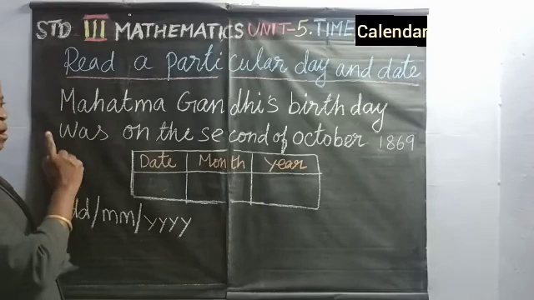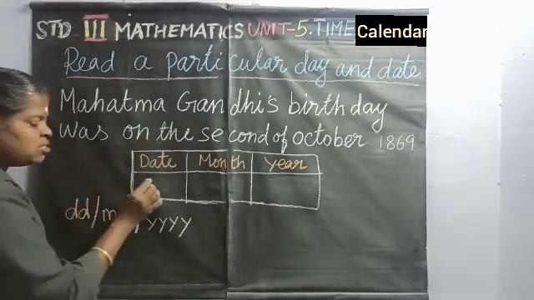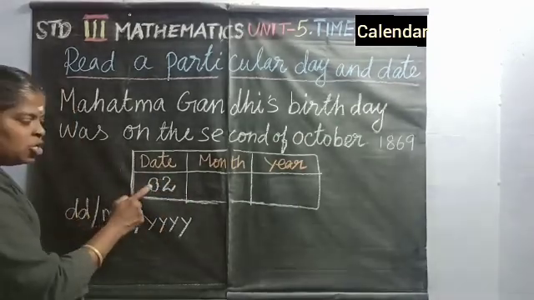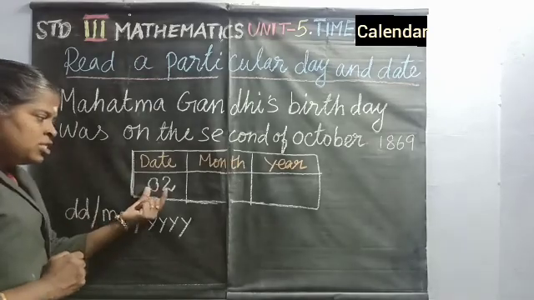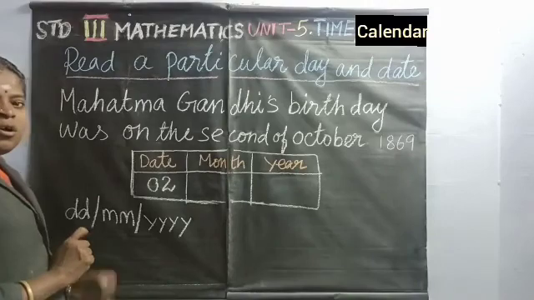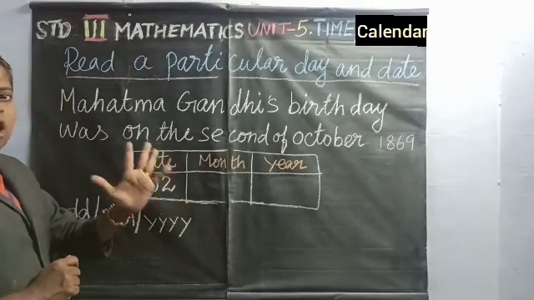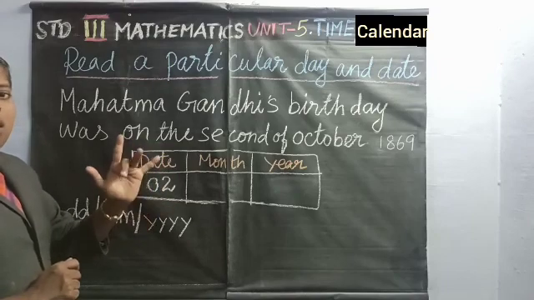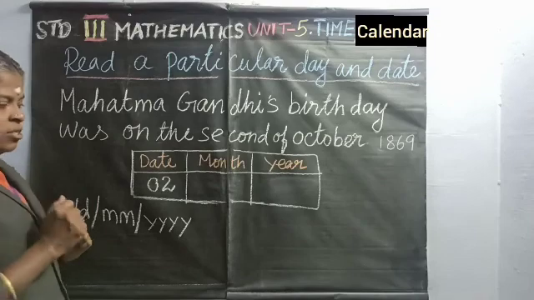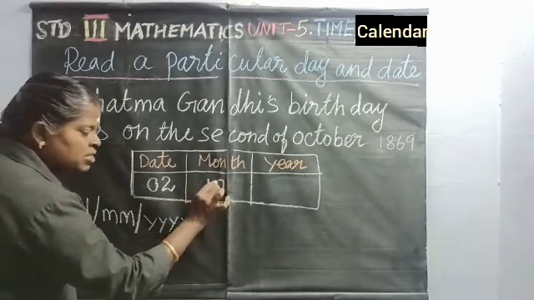What is the date? Mahatma Gandhi's birthday was on 2nd. So 2nd means 0, 2. We have to mention 0, 2. So the first two digits are the date. Which month is October? January, February, March, April, May, June, July, August, September, October. October is the 10th month. So we can write the next two digits as 10.